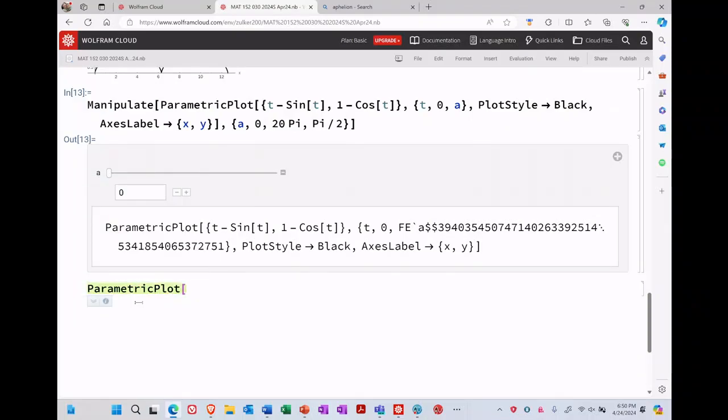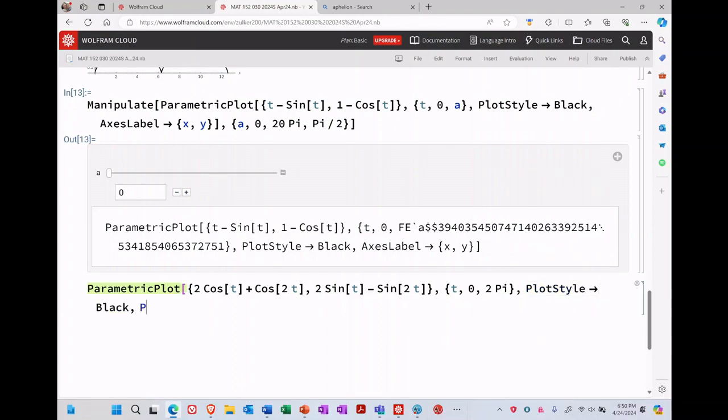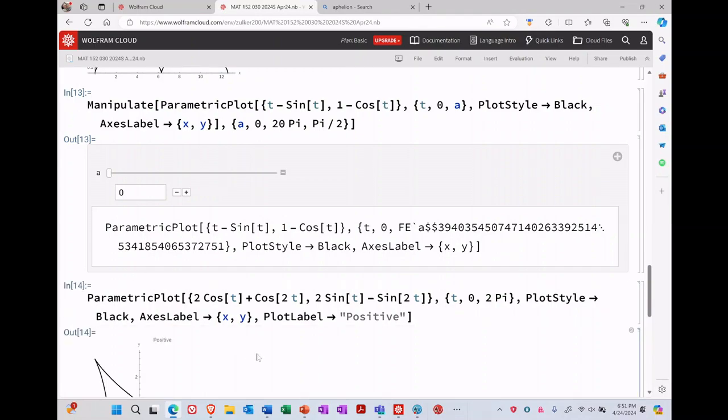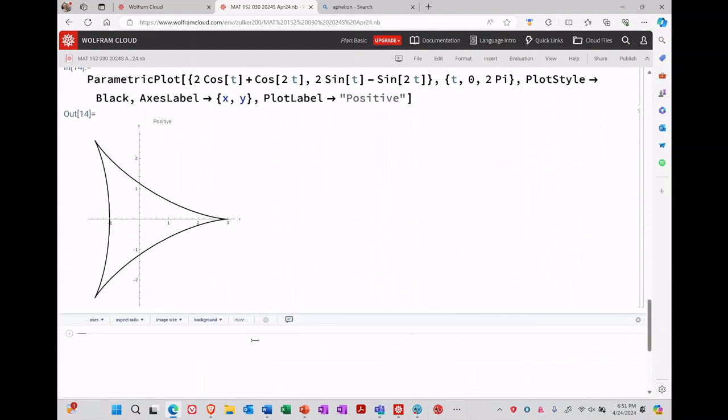So let's see. Start with the positive. We have 2 cosine of t plus cosine 2t, 2 sine of t minus sine of 2t, t from 0 to 2 pi, and let's call this the positive one. So there's the curve.